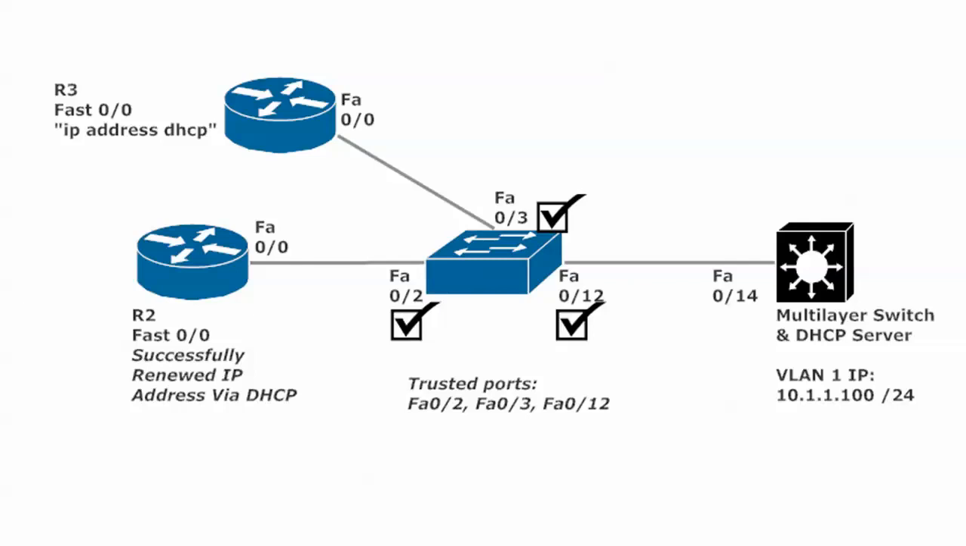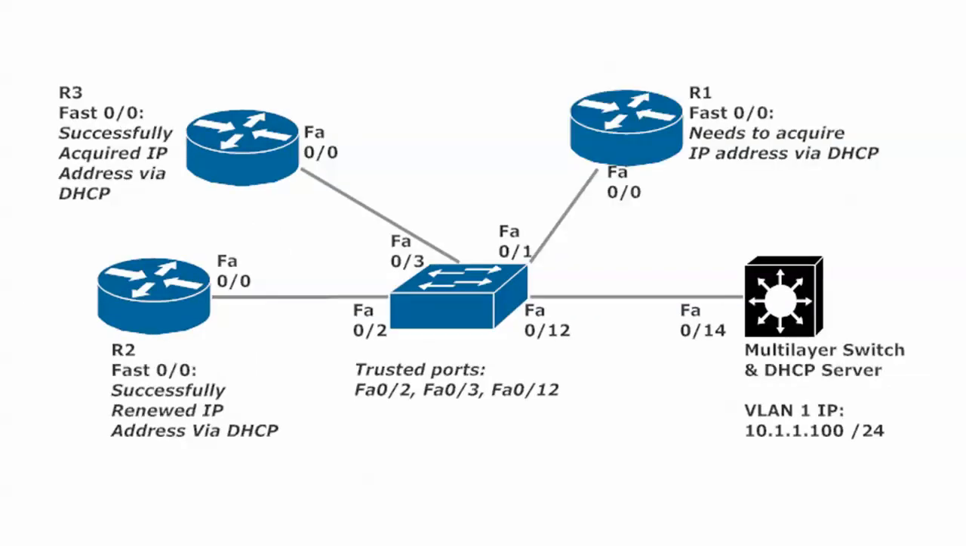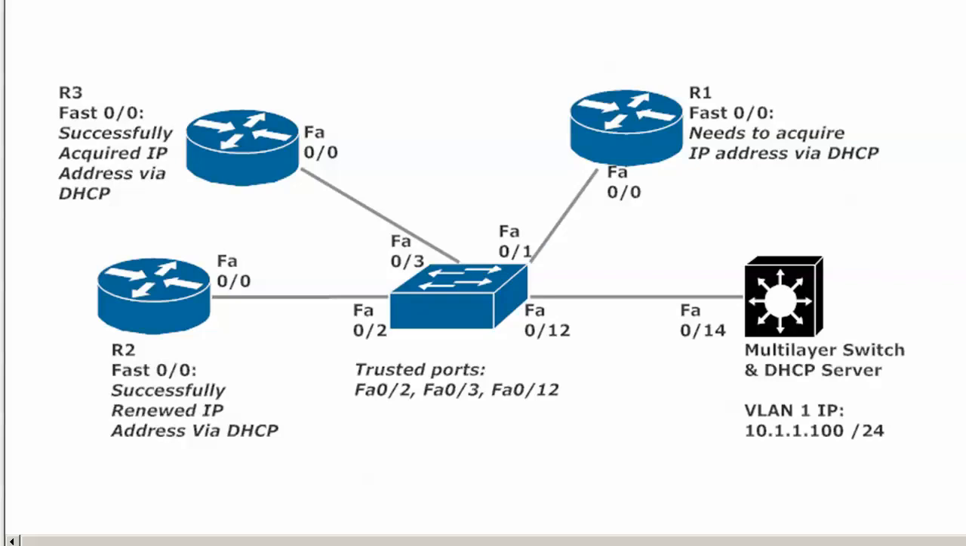Now, for clarity's sake, because I'm about to add another router here, the checkboxes have got to go. So the list of trusted ports, the DHCP trusted ports, will remain on the screen, but the check marks are going to go away. And here is router 1. It needs to acquire an IP address via DHCP, and it's connected to 0/1 on our switch, and we're really ready to go there. What we're going to do instead of trusting it, though, and using DHCP snooping, is using IP Source Guard so we can see what's going on there. So let's go ahead and bring the rack up.